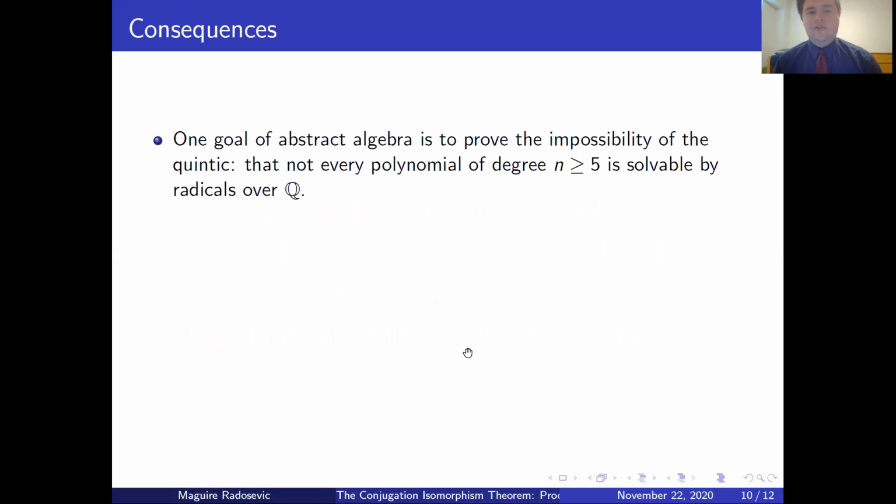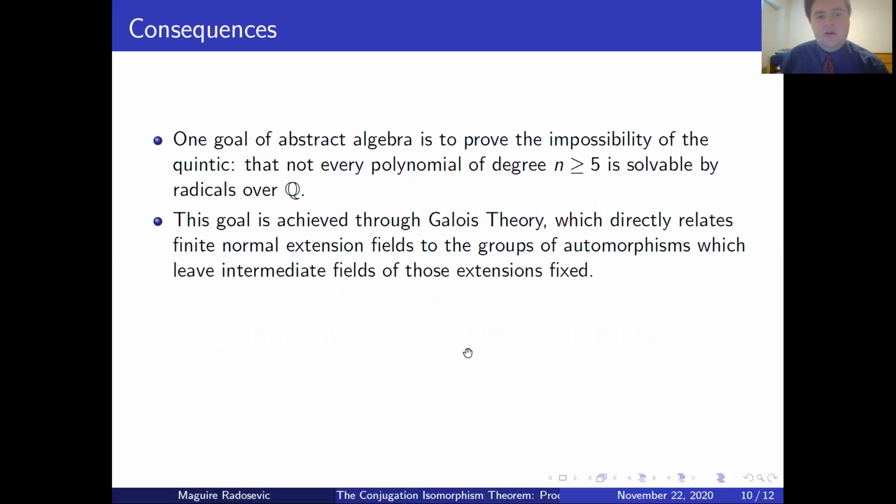Now, the consequences of this result. One of the preeminent goals of abstract algebra is to prove the impossibility of the quintic, which is that not every polynomial of degree greater than or equal to 5 is solvable by radicals over the field of rational numbers. This is also true in general for fields of characteristic not equal to 2, but most notably over the rational numbers. We achieve this through Galois theory.